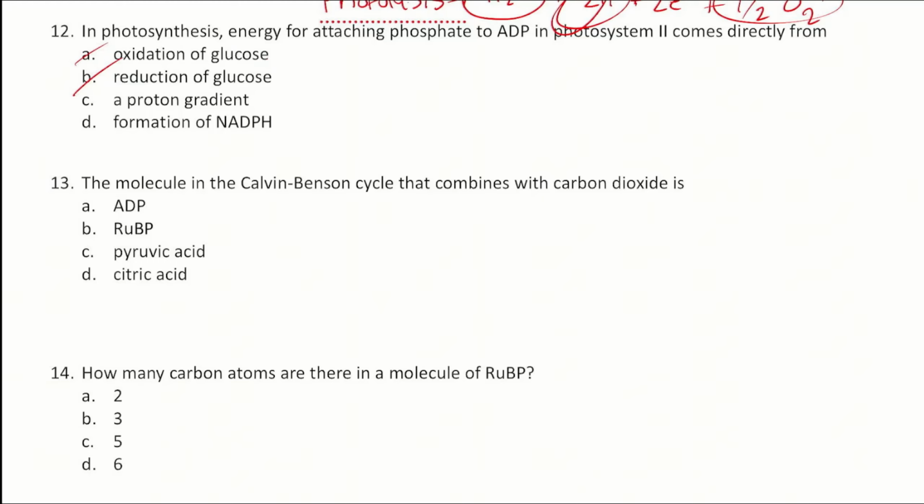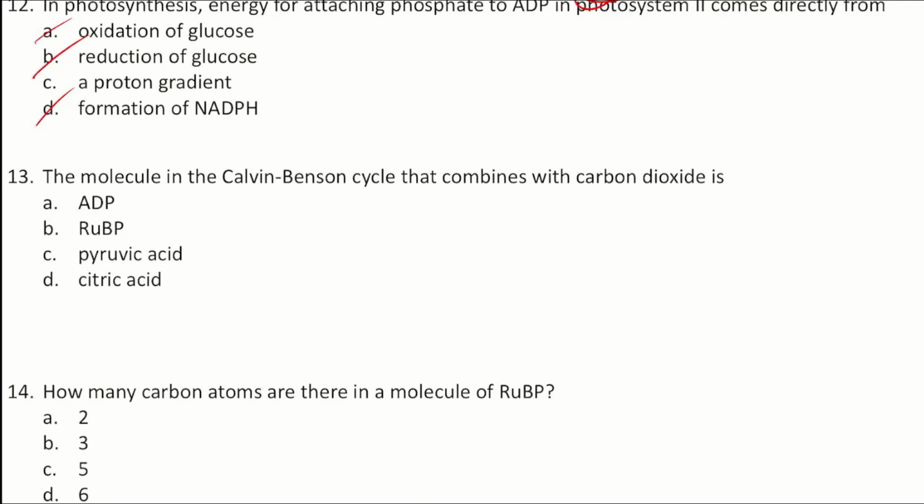So C reads a proton gradient, which powers our energy for attaching phosphate to ADP, and the formation of NADPH. So the formation of NADPH happens in our electron transport chain later in photosystem 1. However, we're taking a look at photosystem 2 right now. So the formation of NADPH doesn't act as energy for this to happen. It's energy for our Calvin cycle, so that's going to be wrong. Our only answer is a proton gradient.